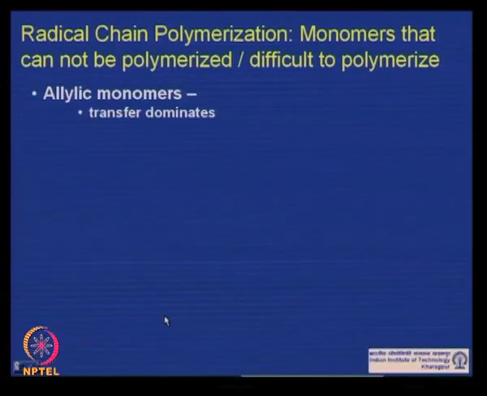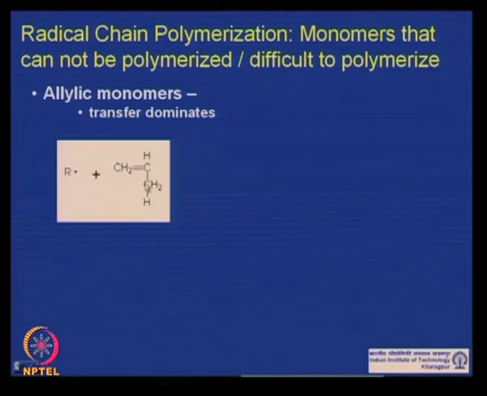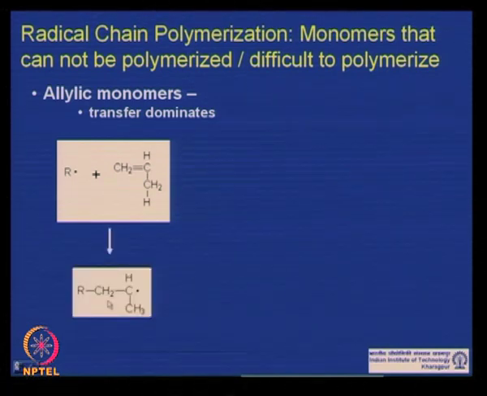In the case of this allylic monomer, for example the propylene we just mentioned in the last slide, if you have a radical, it can react with propylene to form a chain initiating species, which can react with another propylene monomer and propagate the polymer chain, and this can be stabilized inductively. So, there should not be any problem in that sense.